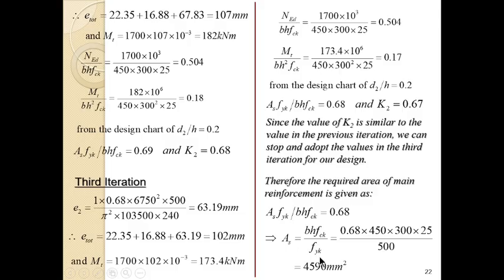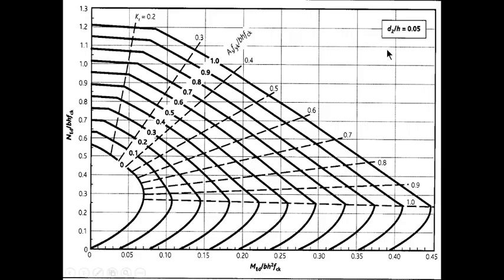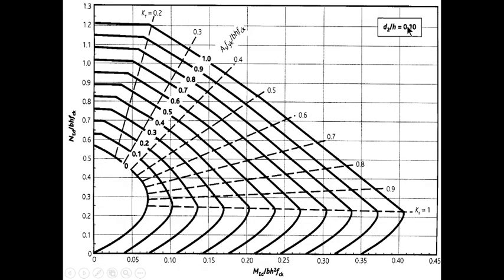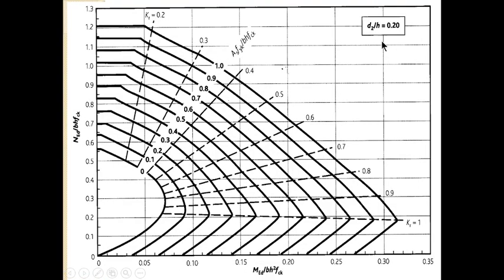Now, this is where the question stops. But in practice, when you have this, you now find the arrangement of reinforcement that will give you this area of reinforcement, and it will be okay. So the rest is just the design charts which we have looked at. This is the design chart for D2 over H equal to 0.05. This is for 0.1. This is for 0.15. This is for 0.2, which we have used.